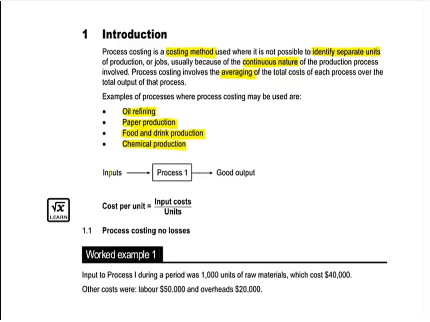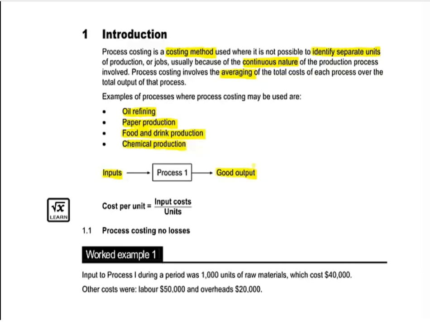So what we're going to have then in our process is our inputs will go in. They could be material, labour and overheads. Something will happen to them in the process, be it stirring, mixing, refining, boiling. And then from that will come the good output. And that good output may well be bottled or packaged so that we can identify the individual products.